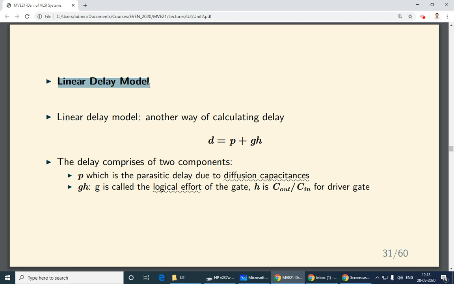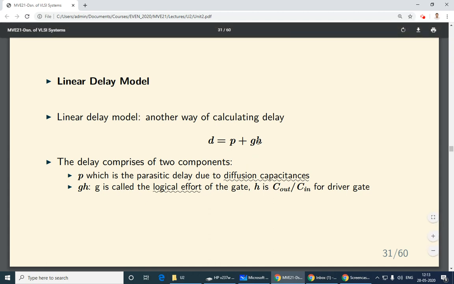But there are some other things that are going to be slightly different. Here in the linear delay model, we are going to divide the delay into two parts. One part is called P, which is the parasitic delay. We have seen this before, but we will just call this specifically the parasitic delay. And G into H. GH is not one term, it is a product of two terms. G into H is called the effort delay, and together the sum of these two is the total delay. This is the linear delay model. We will see what each of these is separately.